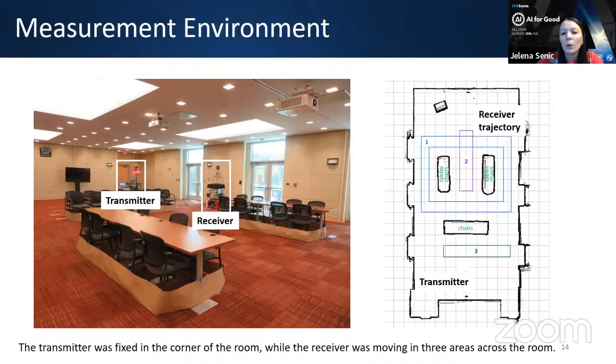On the map in the bottom left corner, you can see the transmitter, and the receiver was moving in these three areas marked as area one blue, area two purple, and area three green. We will send it to different points in these areas, and the receiver would collect the data. Steve and Ray will later talk more about this, but the idea is that we will provide data from one area so that you can train the model and then test it on another area. So next slide, please.